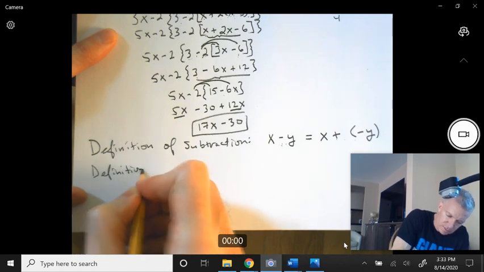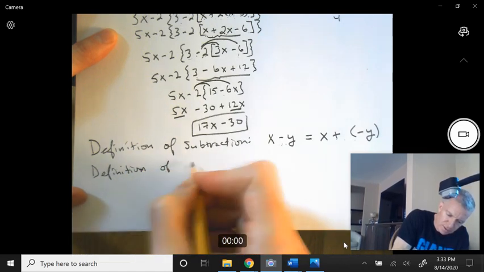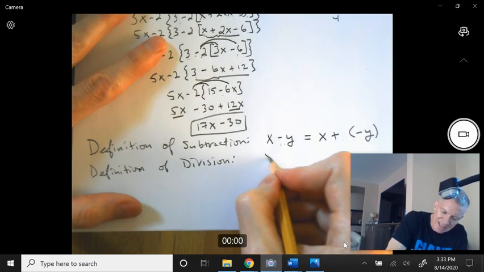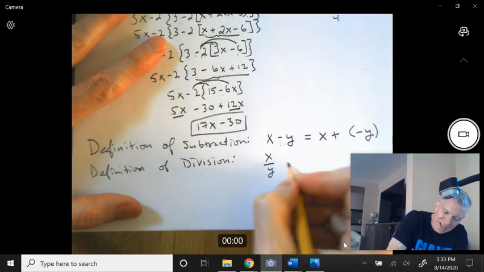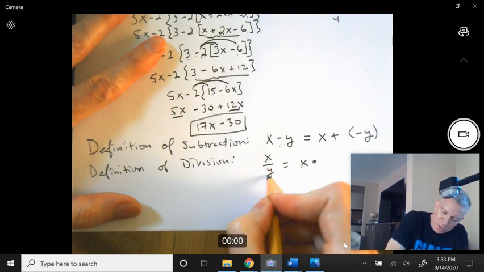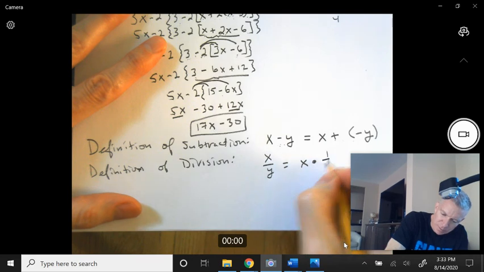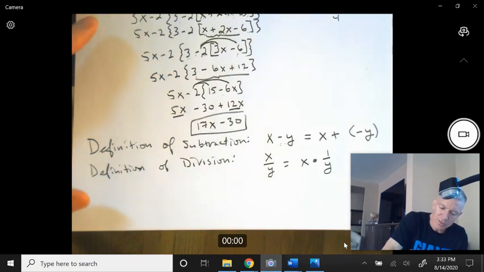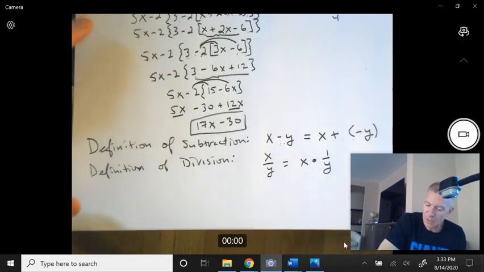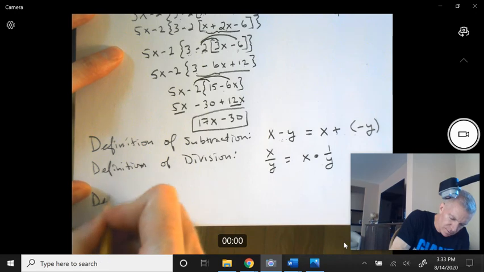Definition of division is very similar. I take x and I divide by y. Well, that means I'm taking x and I'm multiplying by the reciprocal of y. Okay. So the reason you could say this is equal to this is because of the definition of division.